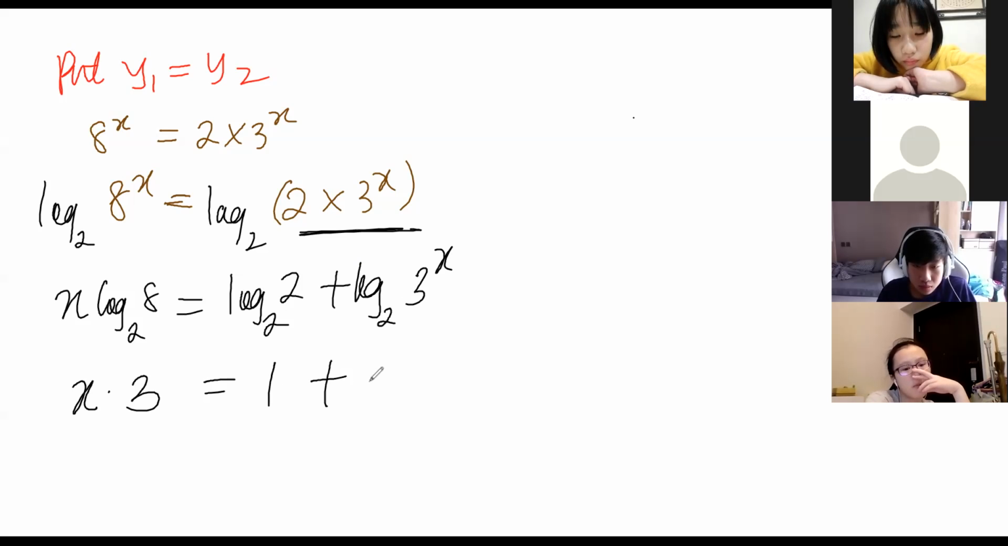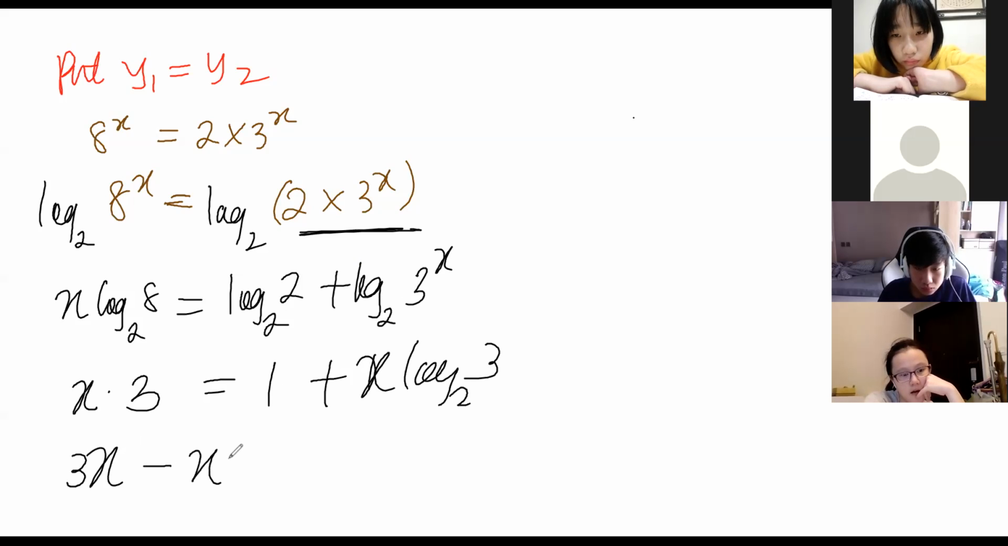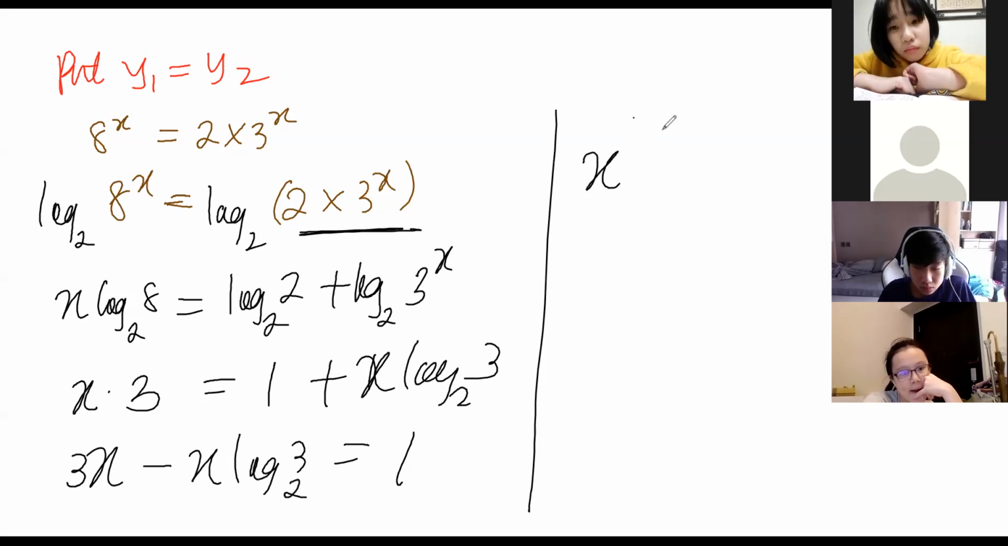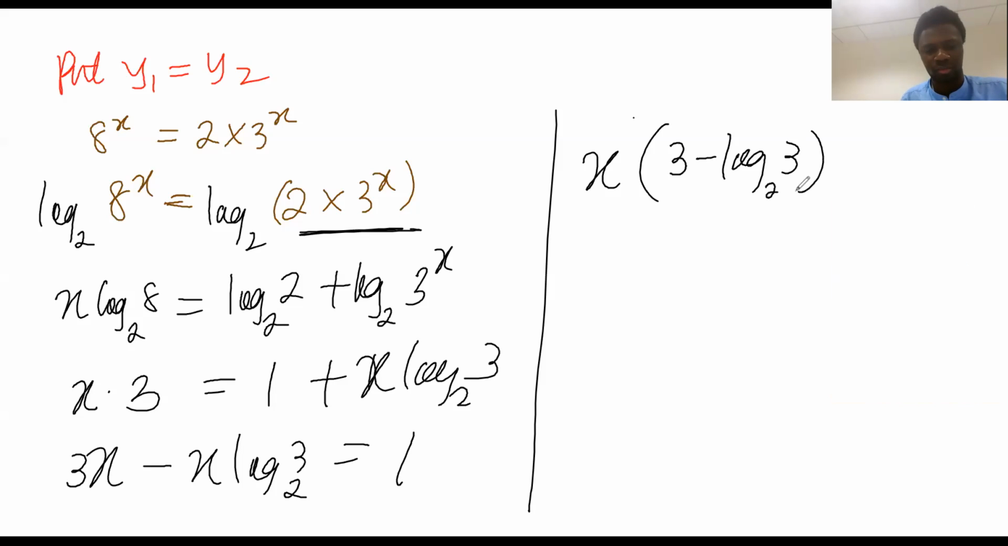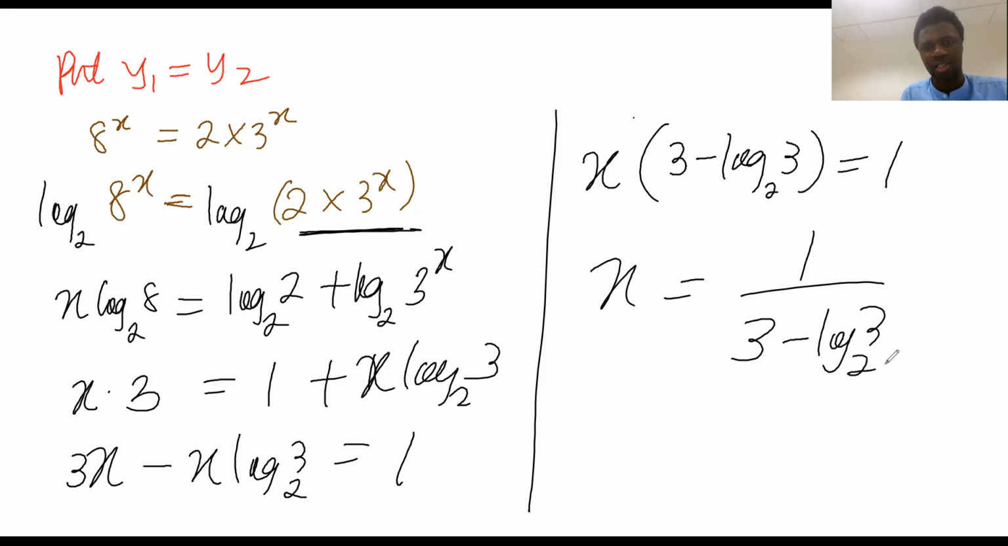You have to show the steps. Why this is x log that. So you bring this together. x times 3 will be 3x. Then this is minus x log, and this is 1. You factorize. 3 minus, am I right? Did I write something wrong? No? Okay. So it is equal to 1. Then x is equal to 1 over 3 minus that. Is that the answer we asked to show? Yes. So that's how you do it.